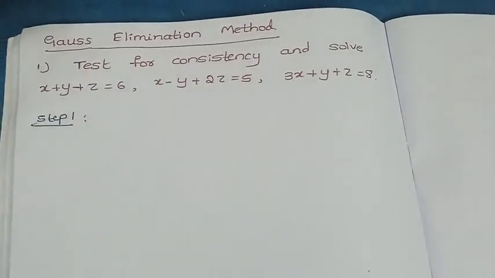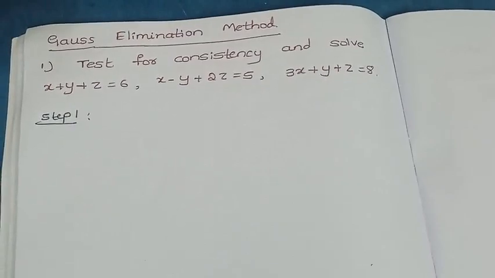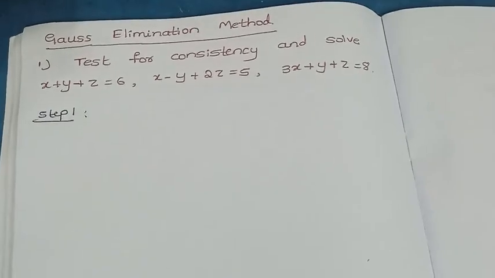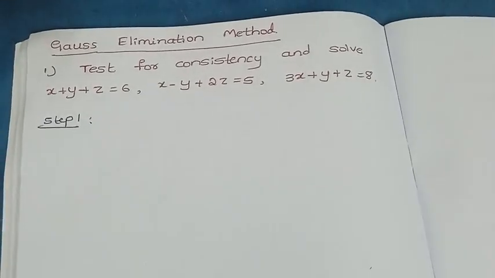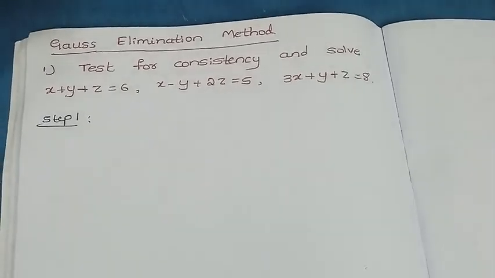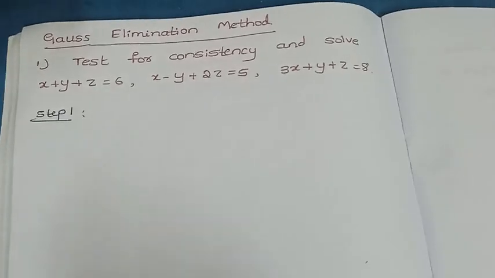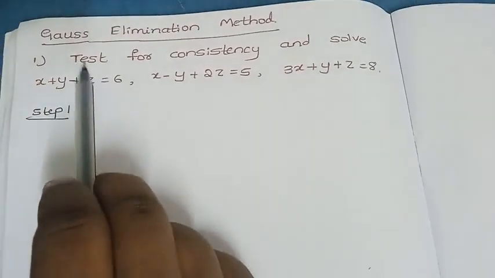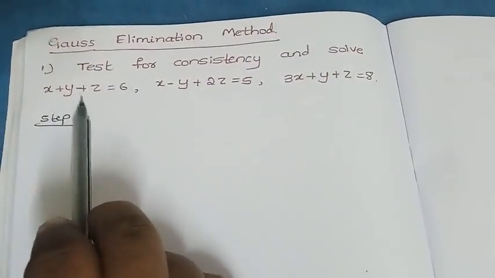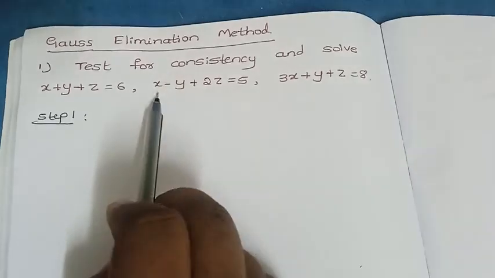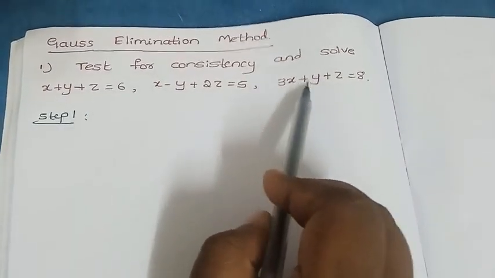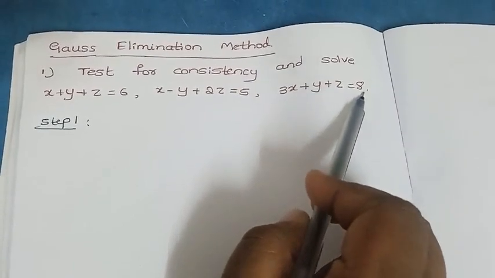Hello everyone. So today we are going to solve one of the easiest and important concepts, which is the Gauss elimination method. So let's see how to solve this in a simpler way. So here is the question. Test for consistency and solve x plus y plus z is equal to 6, and x minus y plus 2z is equal to 5, and 3x plus y plus z is equal to 8.